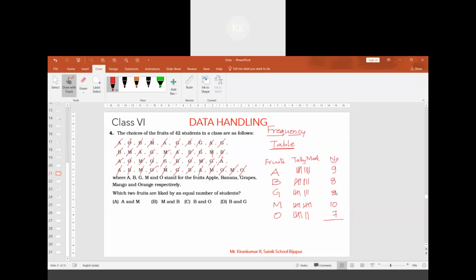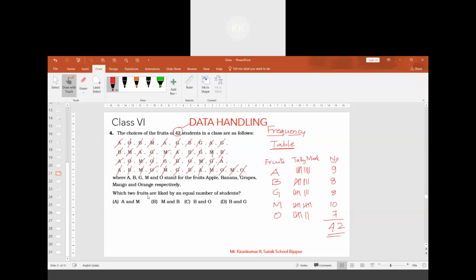17 plus 8 is 25. 25 plus 7 is 32. 3 carry, we get it as 42. This is the total number. You can cross check here. 42. Yes, sir. I have not left any of these.